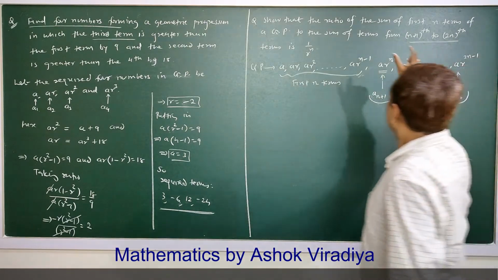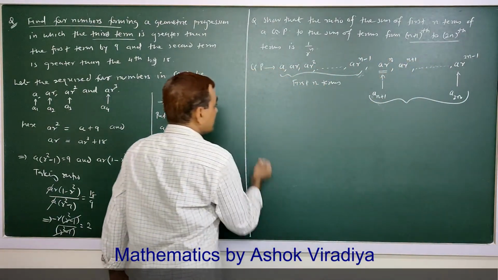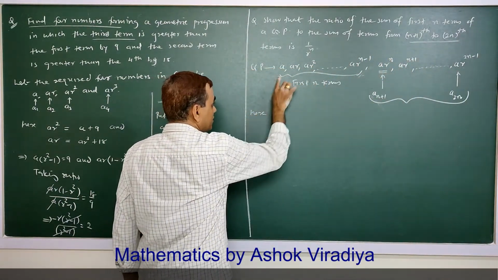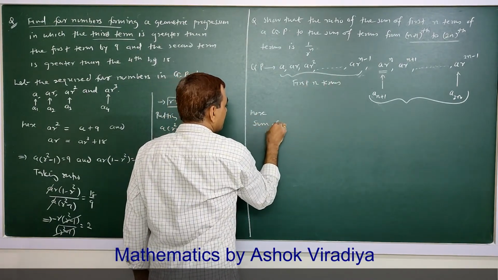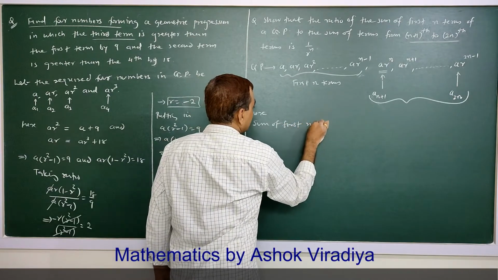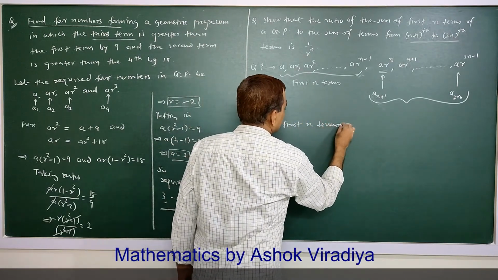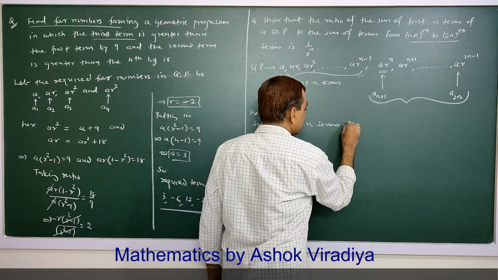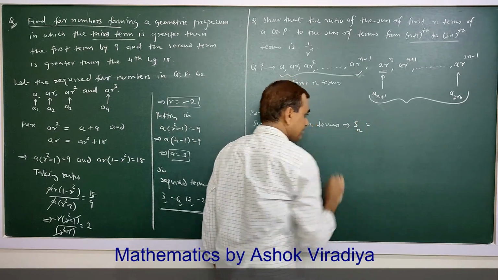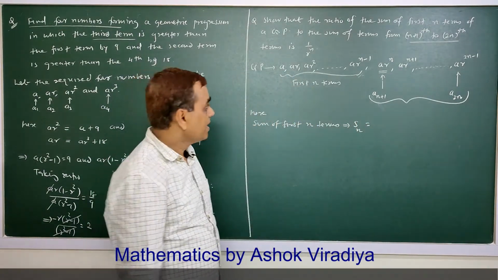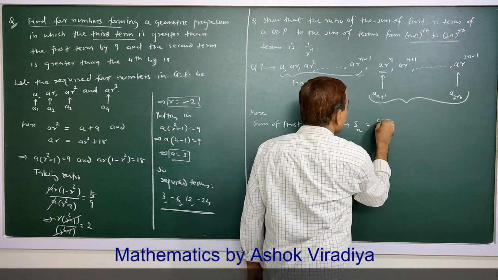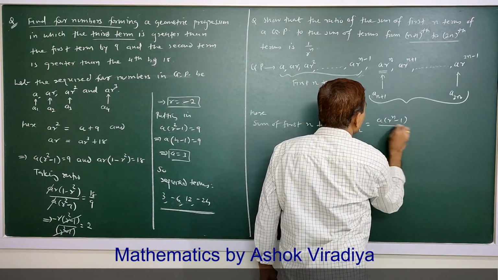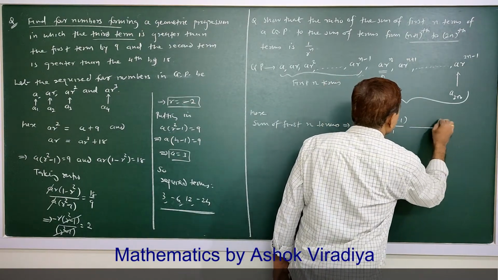Sum of first n terms. So that is sum of first n terms. It is Sn. It is equal to, we know that sum of this first n terms is a into r raised to n minus 1 upon r minus 1.